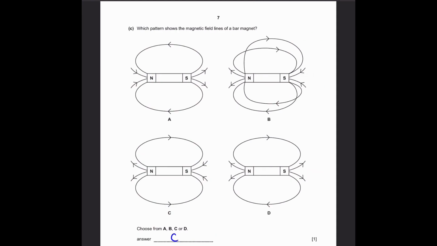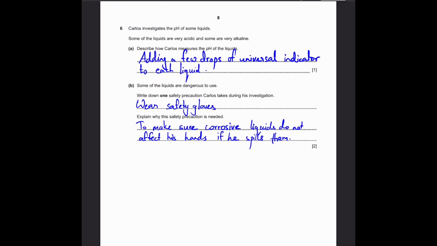Which pattern shows the magnetic field lines of a bar magnet? Choose from A, B, C, or D. The answer is C, because the magnetic field goes outwards from the north, goes around the bar magnet and comes in at the south. That's why these arrows are there. Outwards from the north and back into the south. That's the answer. Let's go to question 6.